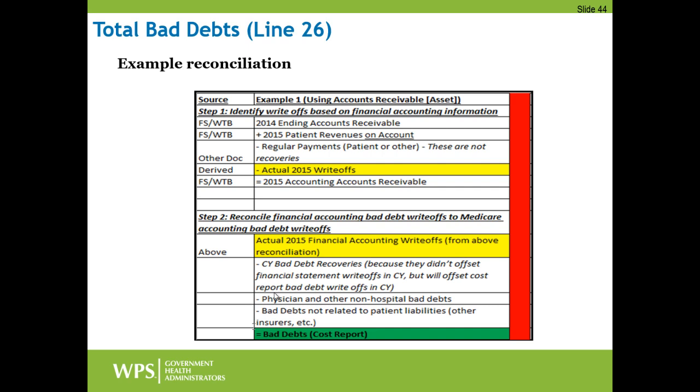We're also subtracting out physician and other non-hospital bad debts. Those could have very well been included in step one, but they're not allowable for Medicare S-10 purposes. We also subtract out any bad debts that are not related to patient liabilities. They could be bad debts to maybe other insurers. Very unlikely, but it could possibly happen. And then that gets us the bad debt that is allowable on the cost report. So some variation of this reconciliation would be needed if we are doing a review for that cost report.